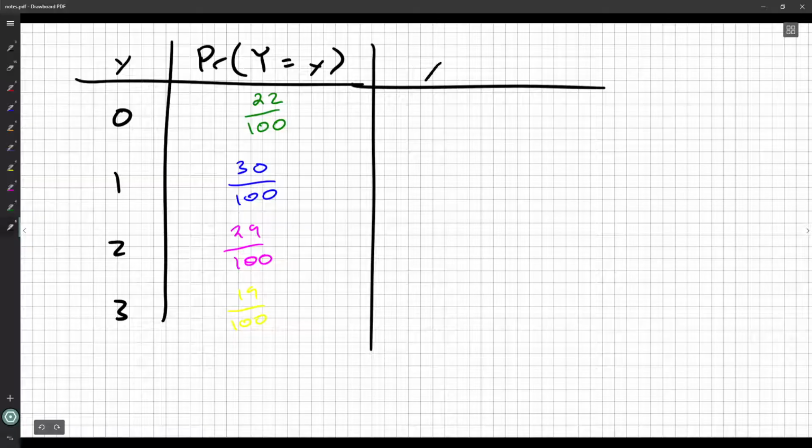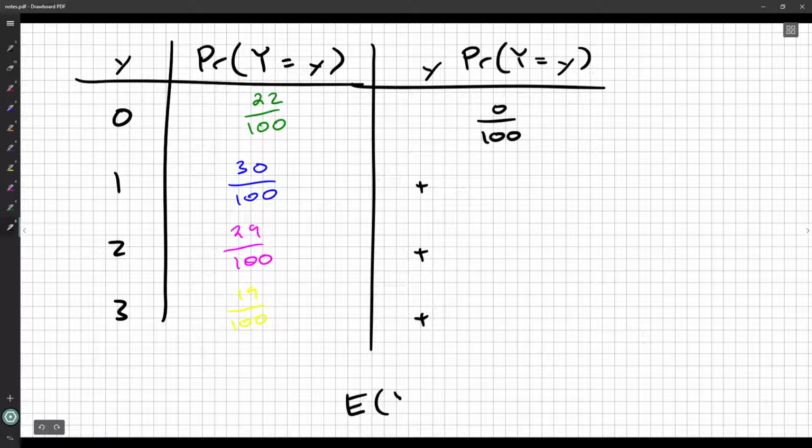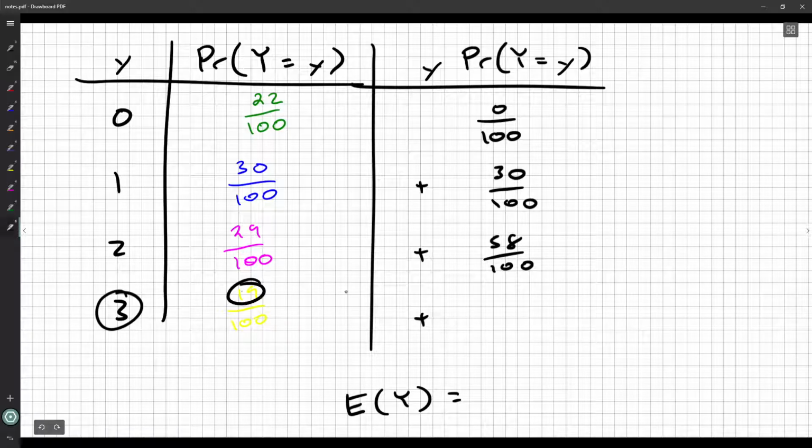And so a great way to do this is just to make another column here. So 0 times 22 hundredths, I'll say that that's 0 hundredths. Again, keeping my eye on that common denominator because I know I'm going to have to add all these up, and that gives me the expected value of my random variable. 1 times 30 hundredths, well, that's just 30 hundredths. 2 times 29 is 58 hundredths. And then 3 times 19, 57 hundredths.